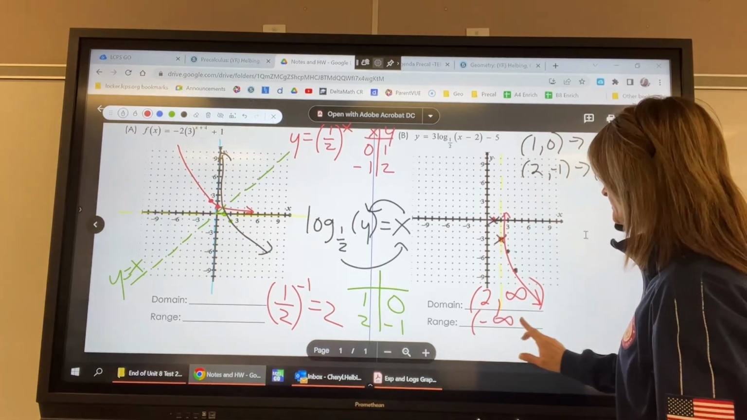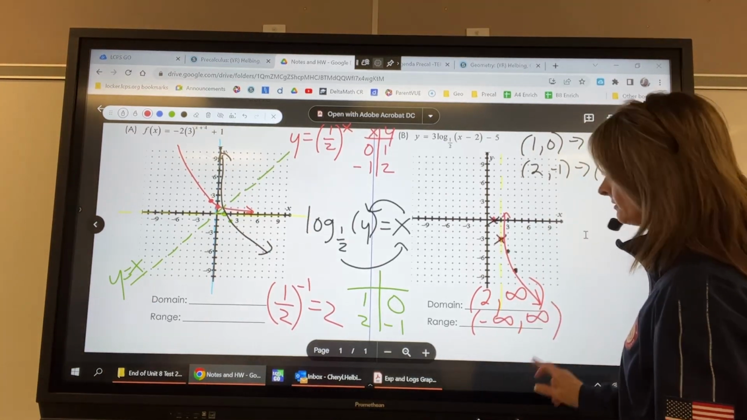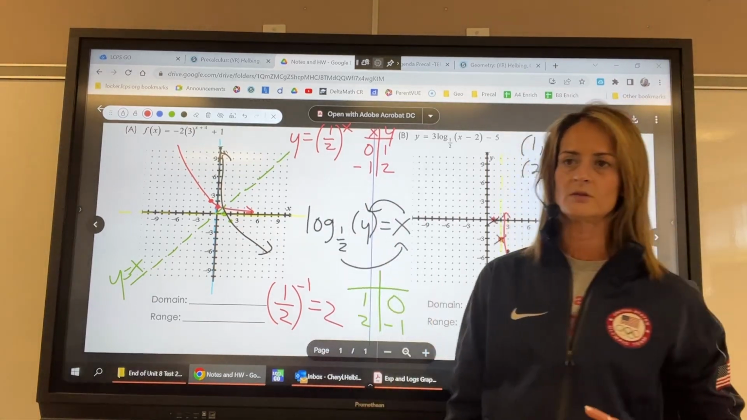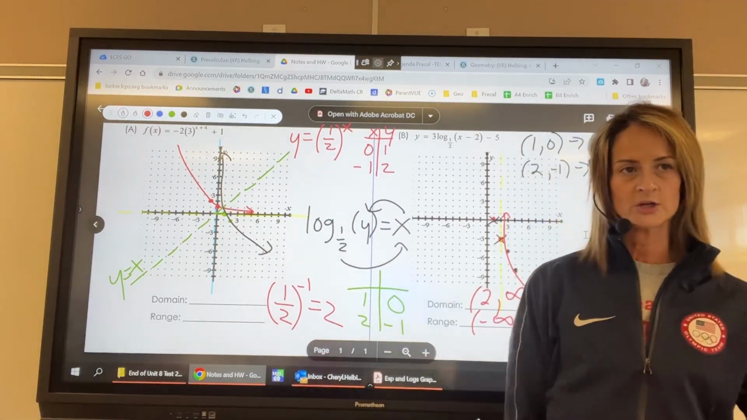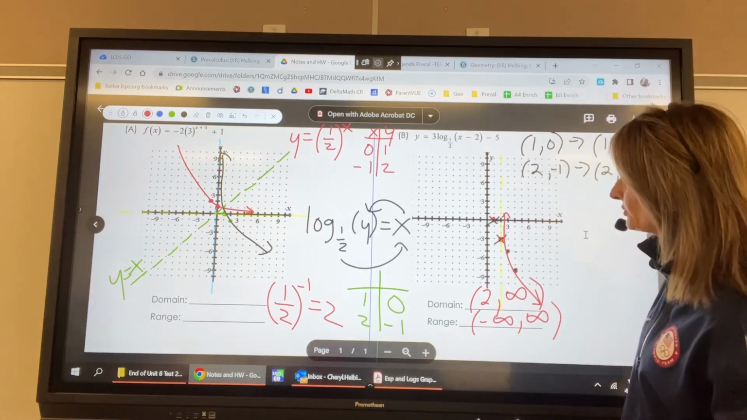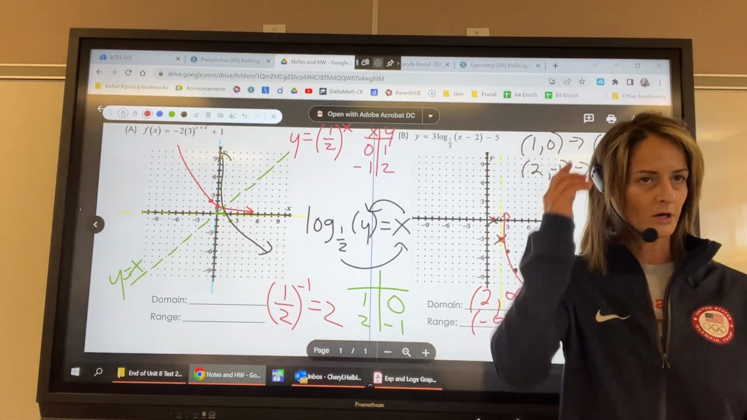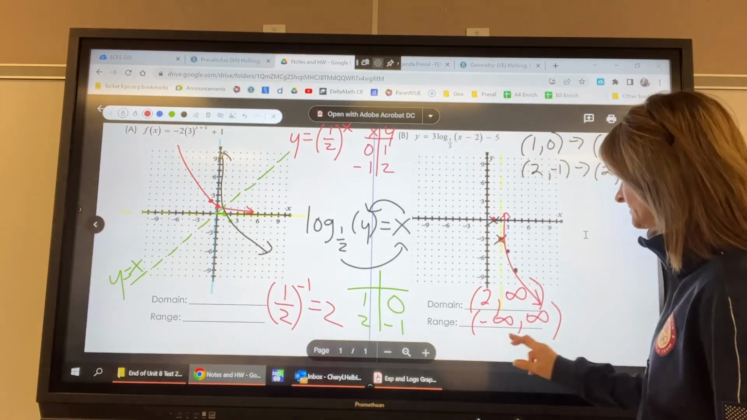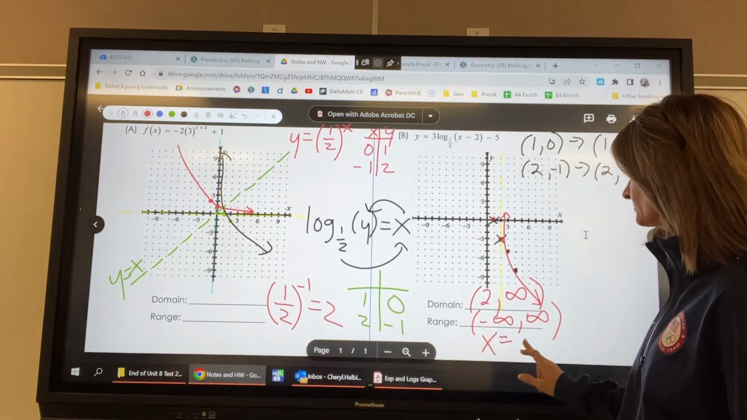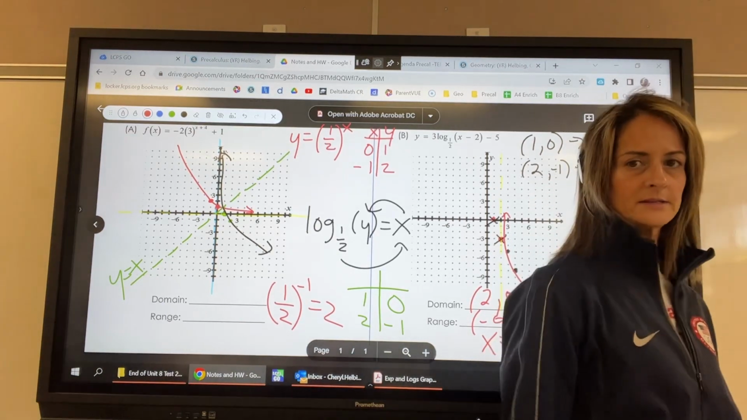So notice those are also switched. If you have this one already done on your other sheet, you can tell the domain and the range have been switched. And then we should also write the equation of the asymptote because that will be on your test next class. This is going to be x = 2. That's it. Questions?